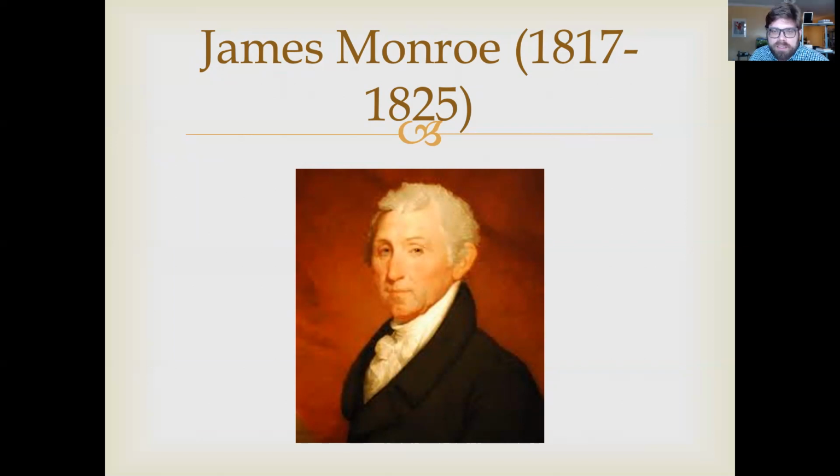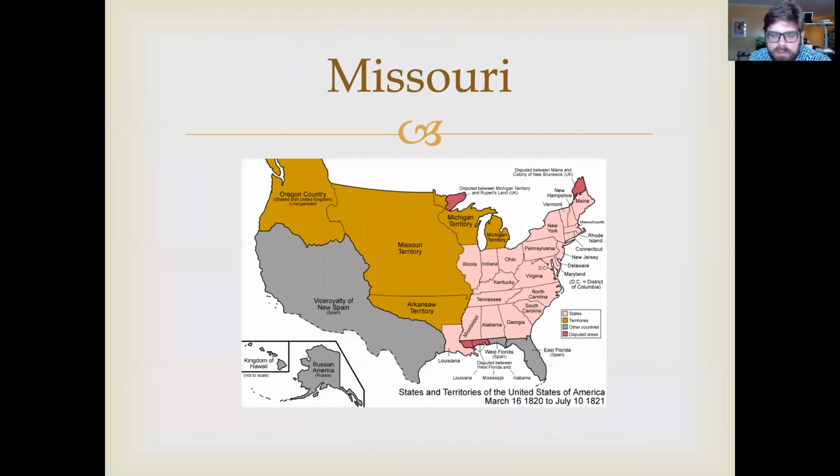Madison is replaced by a guy named James Monroe, also a Republican, also a Virginian, also an enslaver who actually lives quite close to Madison and Jefferson in Virginia. And he's seen as an uncontroversial president. We aren't going to talk about Monroe much.